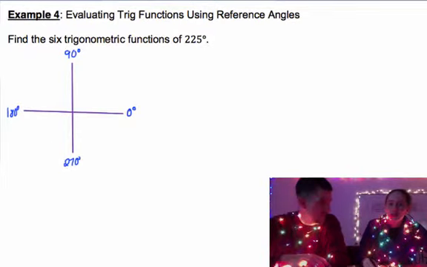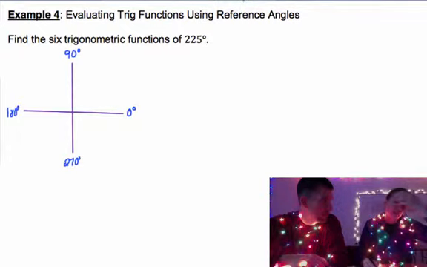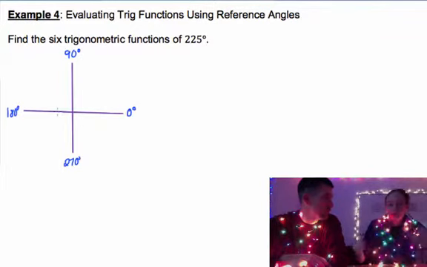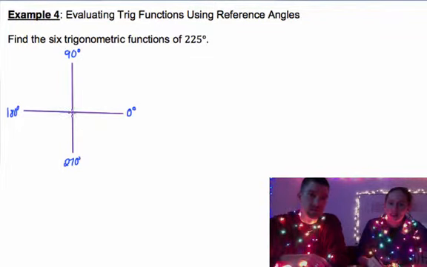How do you know it's halfway? Because there's 90 degrees between them. If you halve that, that's 45. And 180 plus 45 is 225. It just so happens that that is the case. So our angle is right here.